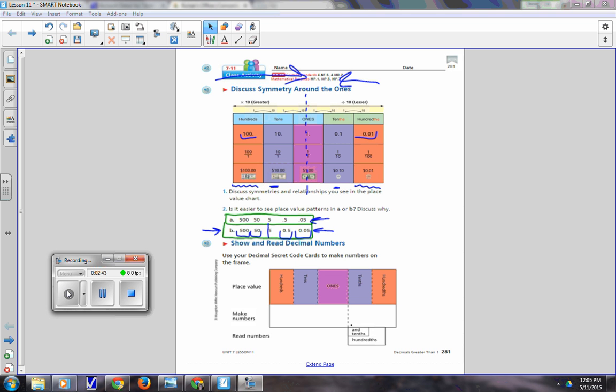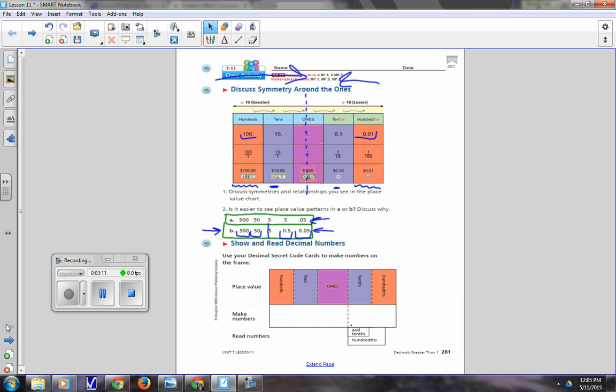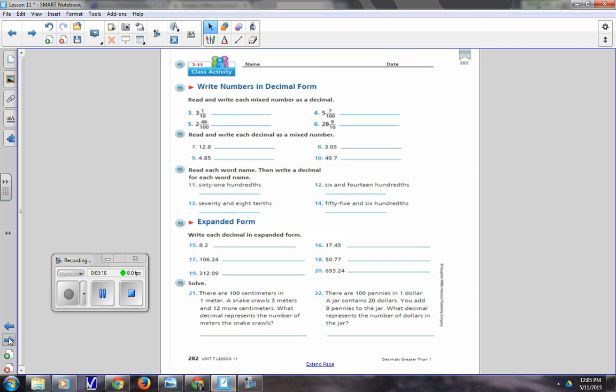Use your decimal secret code cards to make numbers on the frame. We are going to do that activity in our small group tomorrow, but you do not have to have them because I have those little packets of numbers in the manipulative kits, so there's no reason to stress about those. But we're going to write numbers in decimal form today on page 282, and I'm going to do 2 of them, and then I'm going to have you do 2 of them. You can always refer back to this chart to help you with writing the numbers. Read and write each mixed number as a decimal.